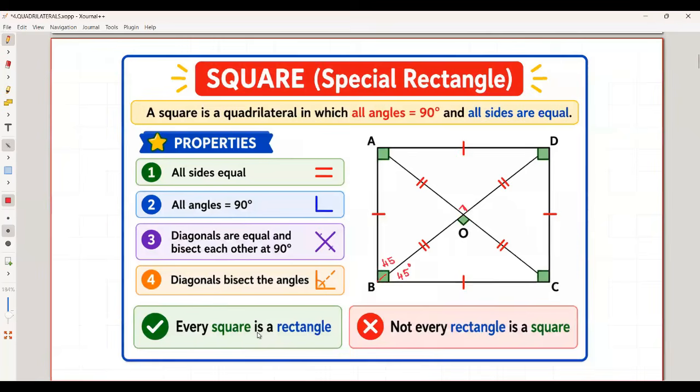So every square is a rectangle, but every rectangle is not a square. Why? Because a square satisfies all the properties of a rectangle, but not every rectangle is a square. Keep it in your mind. Based on square and rectangle, we are going to go with today's exercise.